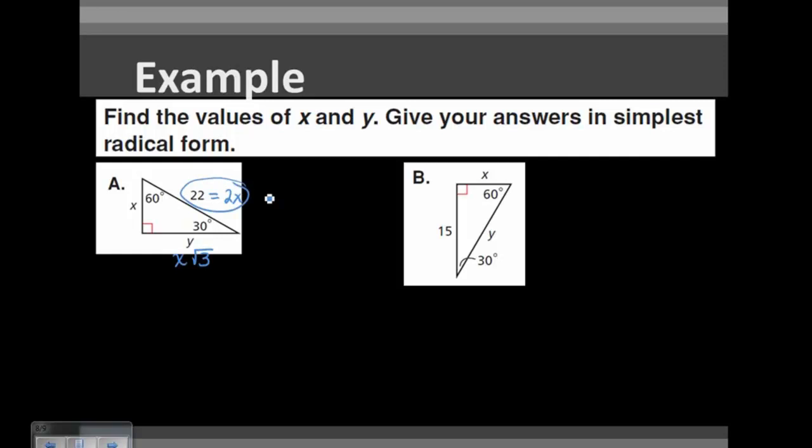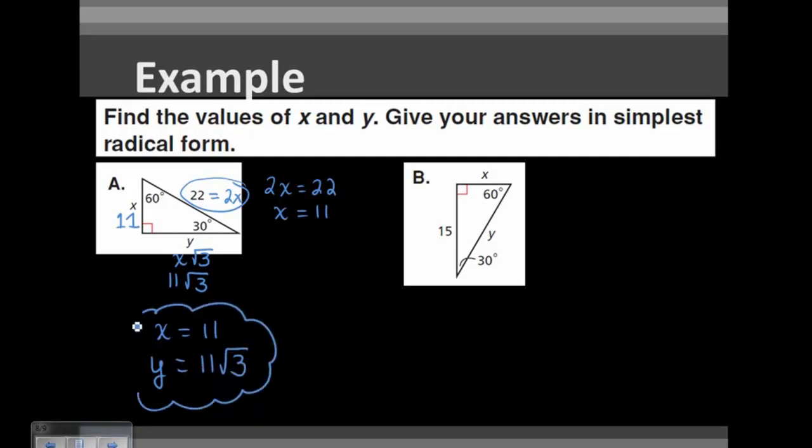So now I'm going to solve the one that I can. We know that 22 is equal to 2x. So 2x is equal to 22. That means x is equal to 11. So we've got the shortest side here. This guy is 11. And then the one across from the 60 has to be 11 root 3. So x is equal to 11 and y is equal to 11 square root of 3. And we have found x and y in that 30, 60, 90 triangle. It says give your answer in simplest radical form, so I was sure to leave my answers as a radical.